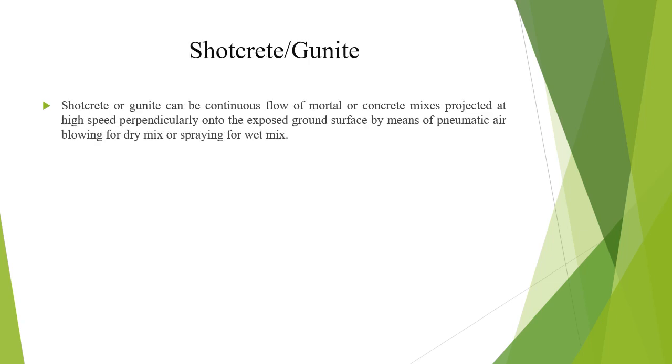Now, last one is shotcrete or gunite. Shotcrete or gunite is a continuous flow of mortar or concrete mix projected at high speed perpendicularly onto the exposed ground surface by means of pneumatic air blowing for dry mix or spraying for wet mix.